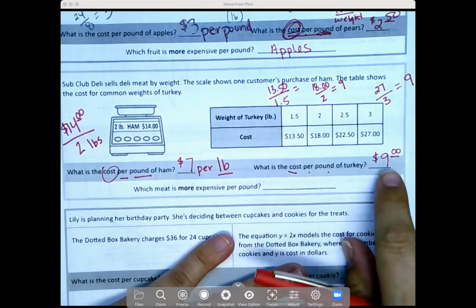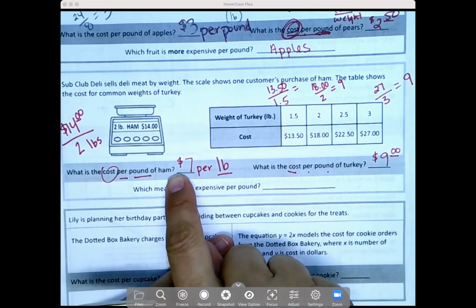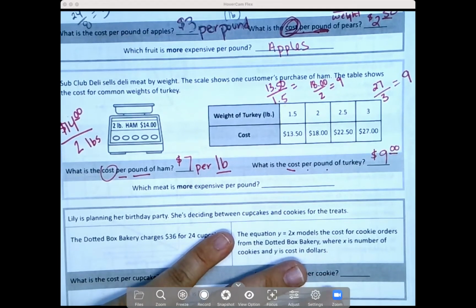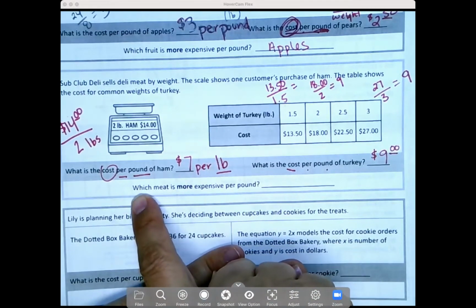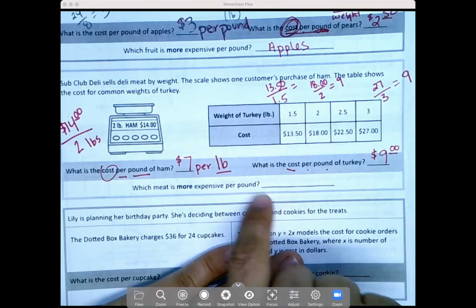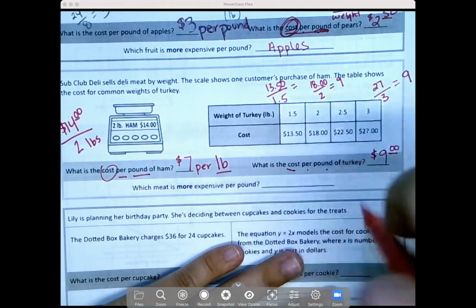I have no clue why sometimes I write the 0 cents and sometimes I don't. But make sure that they understand that those are the same thing. Here we've got the question, which meat is more expensive per pound? What looks like our turkey.